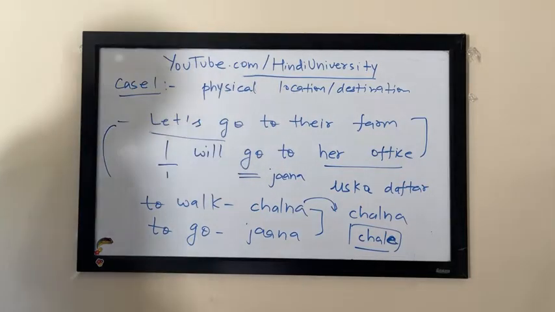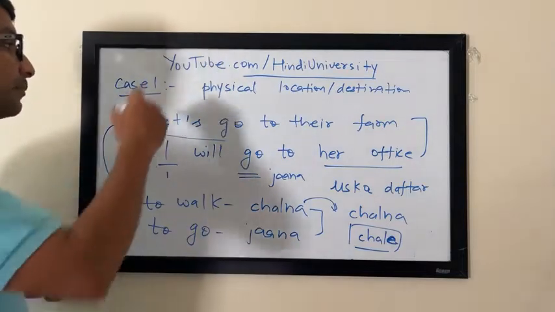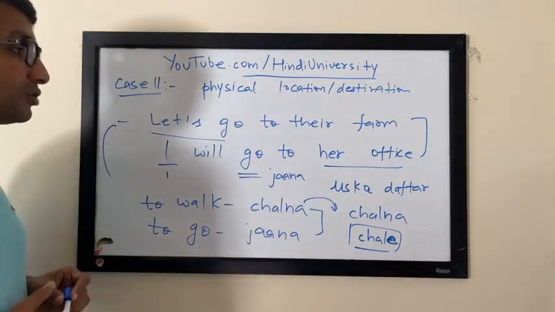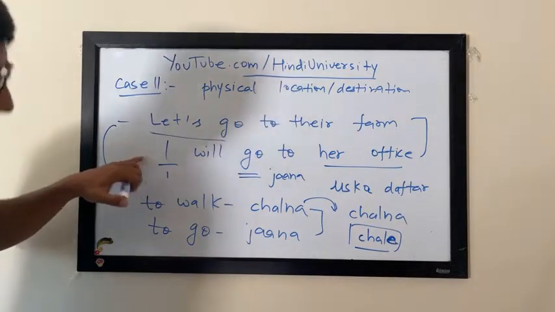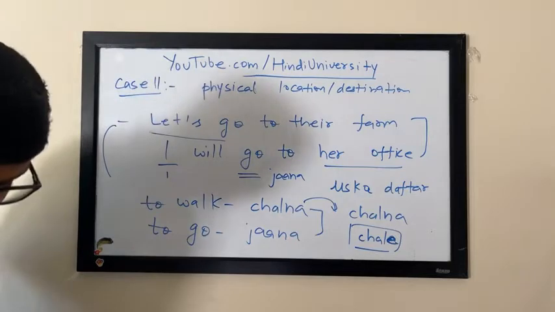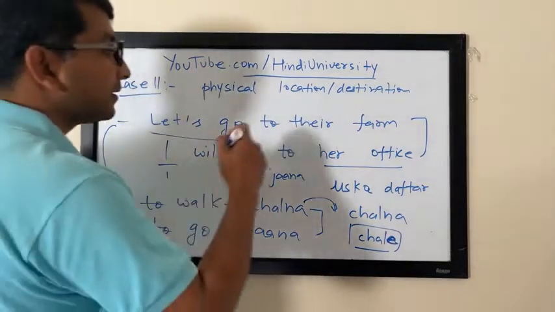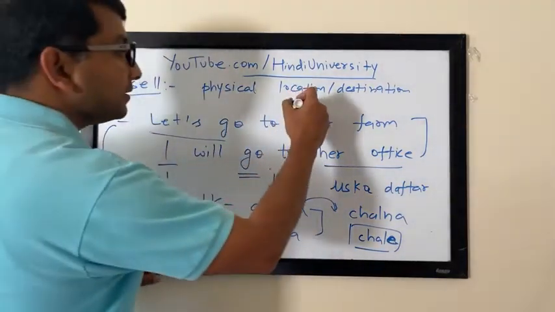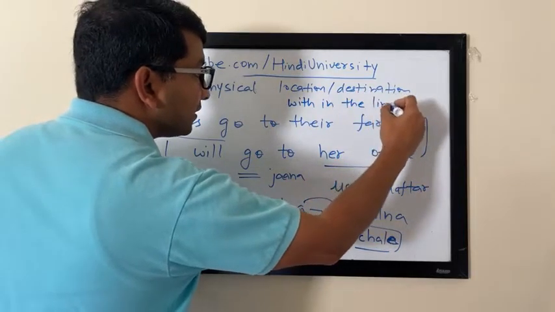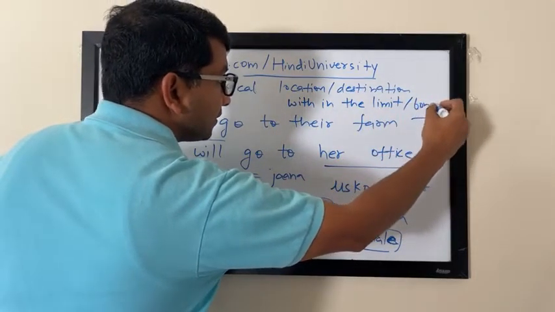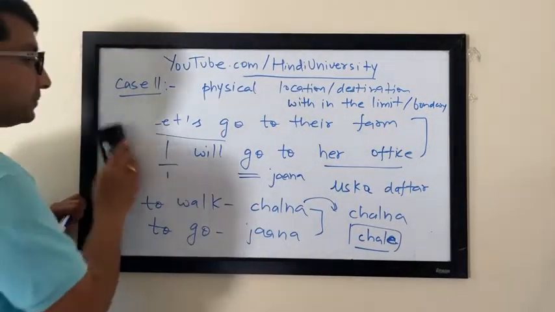Okay, so I'll move towards a different postposition. So far this is case 1, which is the implied go. It's not there explicitly, but when you're moving toward the physical destination, there is an implied go. Now the second case is when you have a physical location, but within the limit or boundary, or up to the boundary.